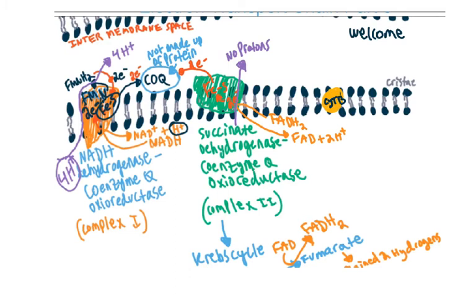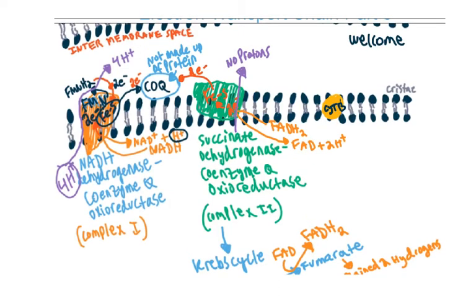Complex 2, we said, was a little different. Complex 2 involved FADH2, another electron carrier that we made in the Krebs cycle. If you remember, when we went from succinate to fumarate, we used succinate dehydrogenase for that. Remember we said succinate dehydrogenase was the only enzyme in the Krebs cycle that was bound to the cristae because it's also involved in the electron transport chain. It's also called complex 2.